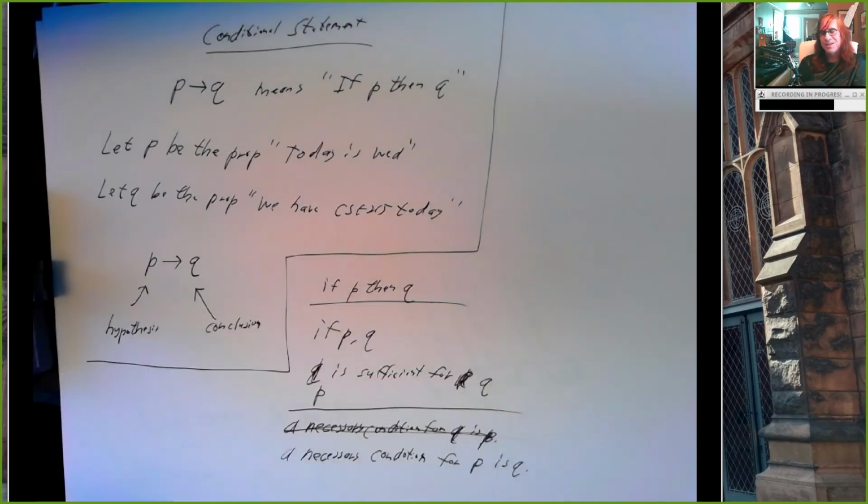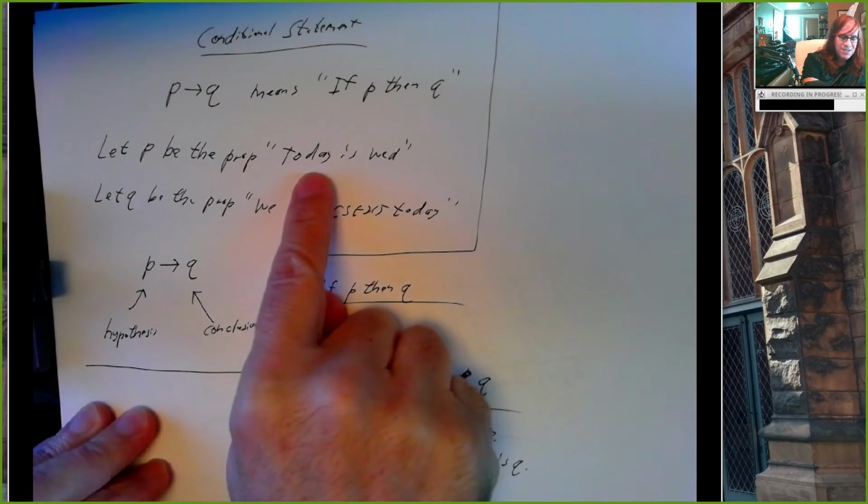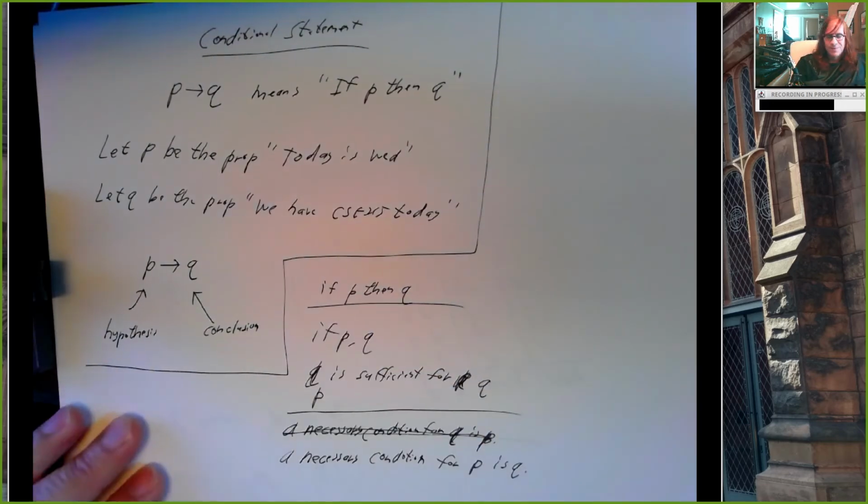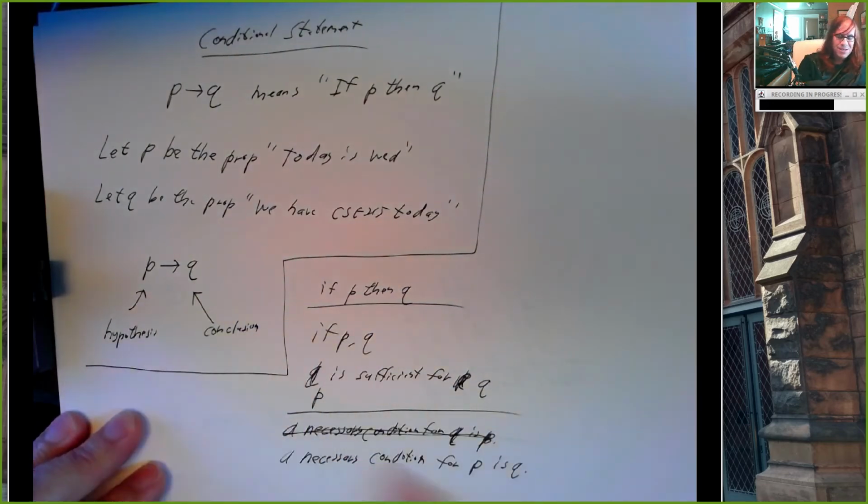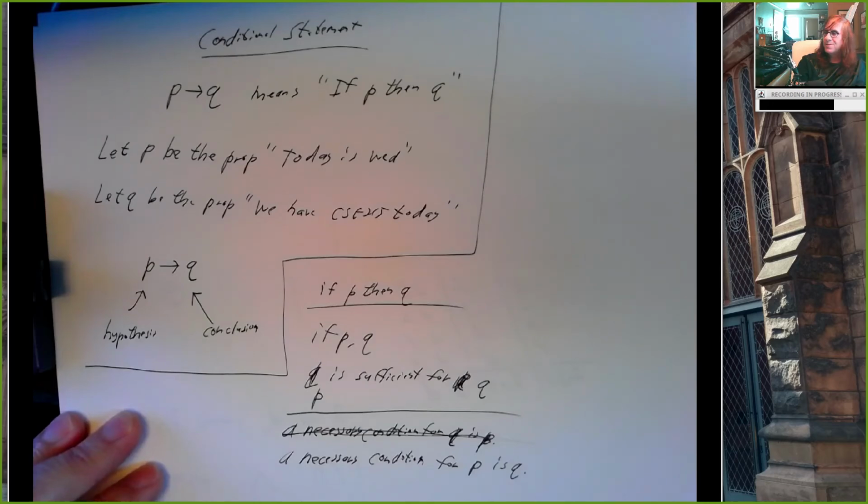And logically, it does make sense, right? If today is going to be Wednesday, it's absolutely essential that we have class today. Why? Because if today is Wednesday, we have class today. Given that that is a true statement, well, if we want today to be Wednesday, it's got to be a day that we're having class.